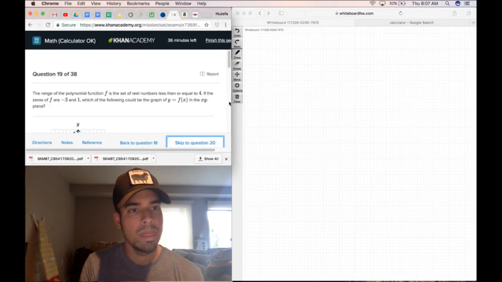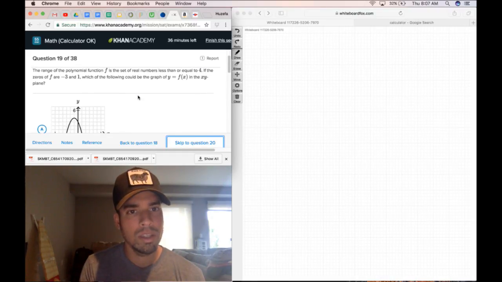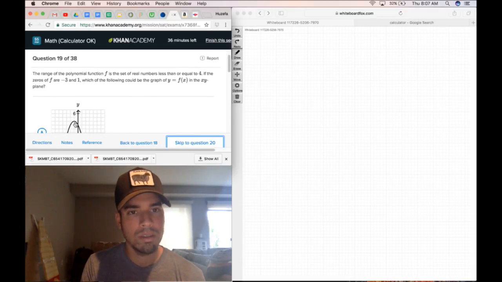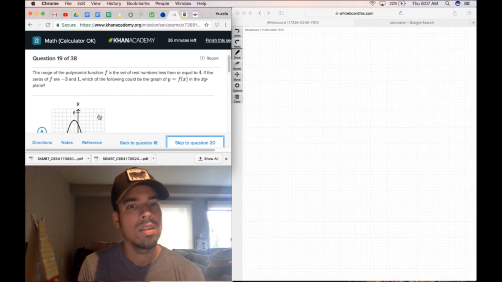There we go. 19. The range of a polynomial function f is the set of all real numbers less than or equal to 4. So it's 4. Yep, because 4 is like the top. That's the y values. If the zeros are -3 and 1, which of the following could be the graph of f of x in the xy plane?